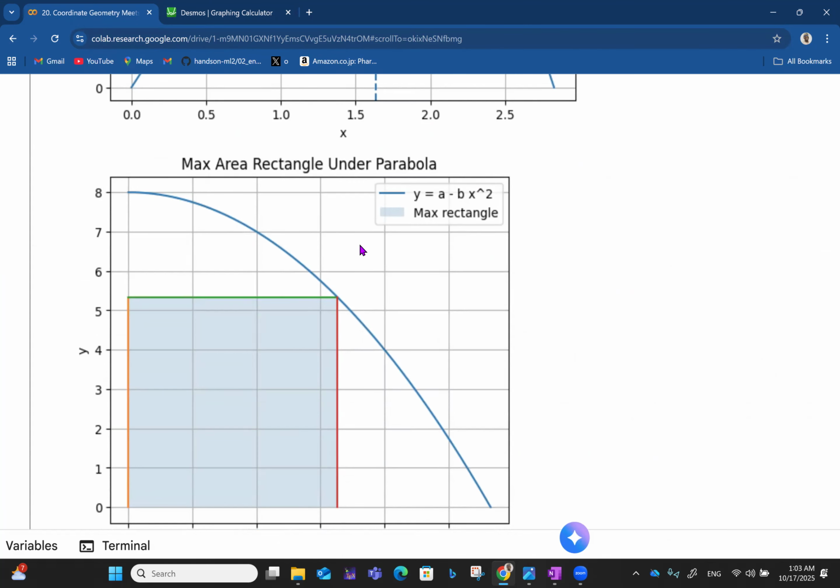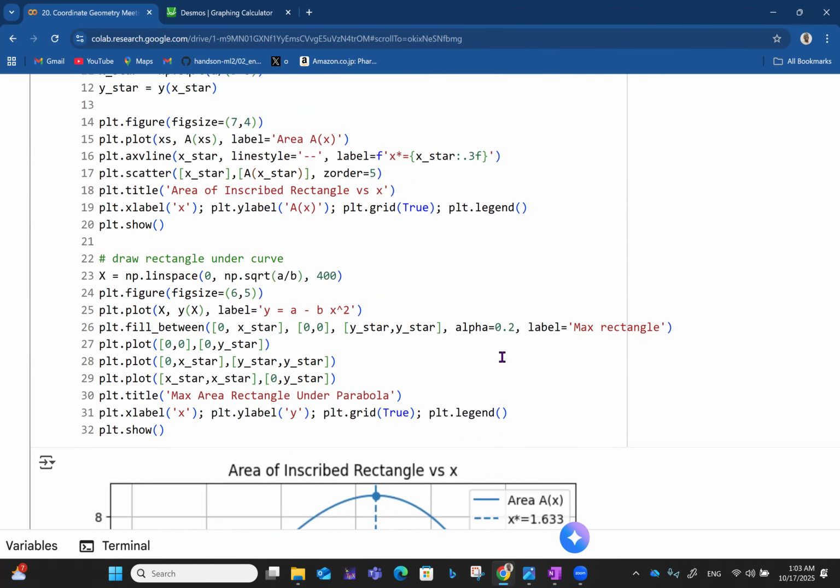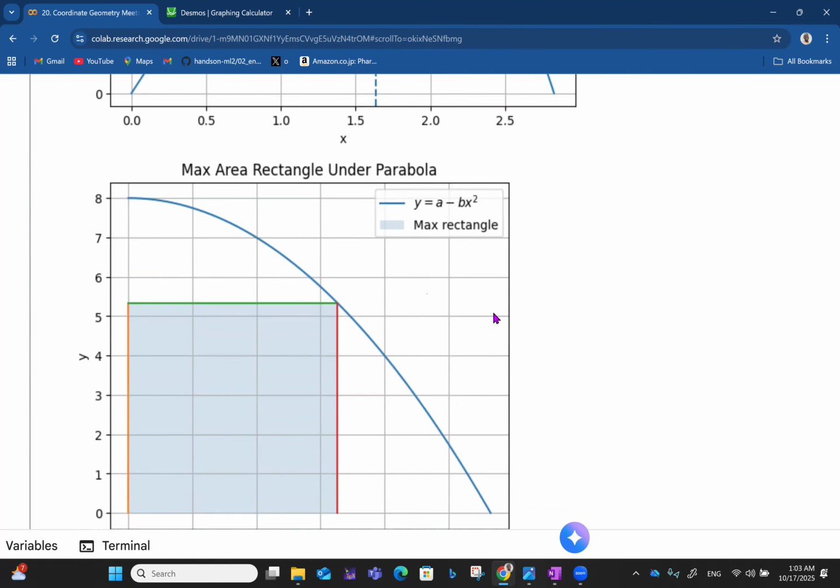And then maximum area under rectangle is something like this now. I can write this better to be x squared, looking neat. So I can just do this dollar here, then dollar here, and that's a LaTeX thing to do. So you have this right here.